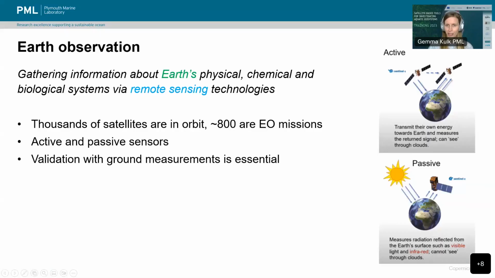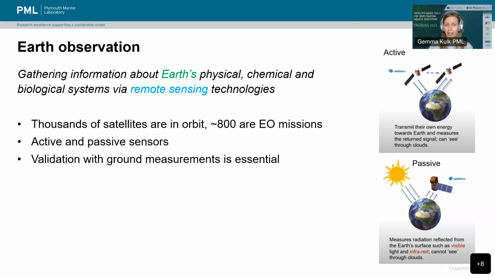Before I dive into the examples from our work and research, I wanted to start off with repeating what exactly Earth observation and satellite remote sensing is. You have had this in the previous lecture, but I just wanted to remind you in a couple of slides to set the scene for the work I'm going to present. So, remote sensing is the term we use for gathering information about an object or a phenomenon without making physical contact. And Earth observation is gathering information specifically about the Earth's physical, chemical, and biological systems via remote sensing technologies.